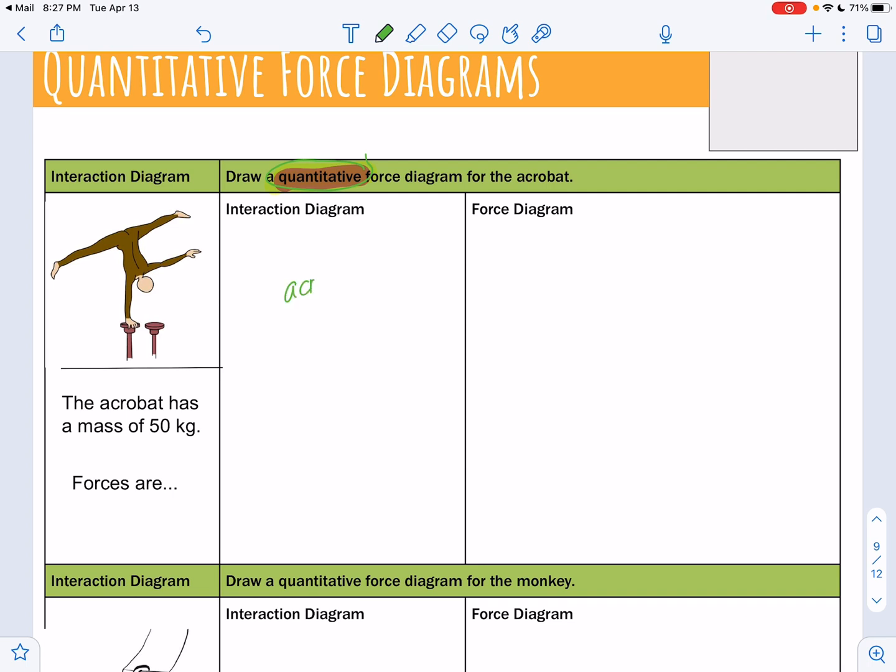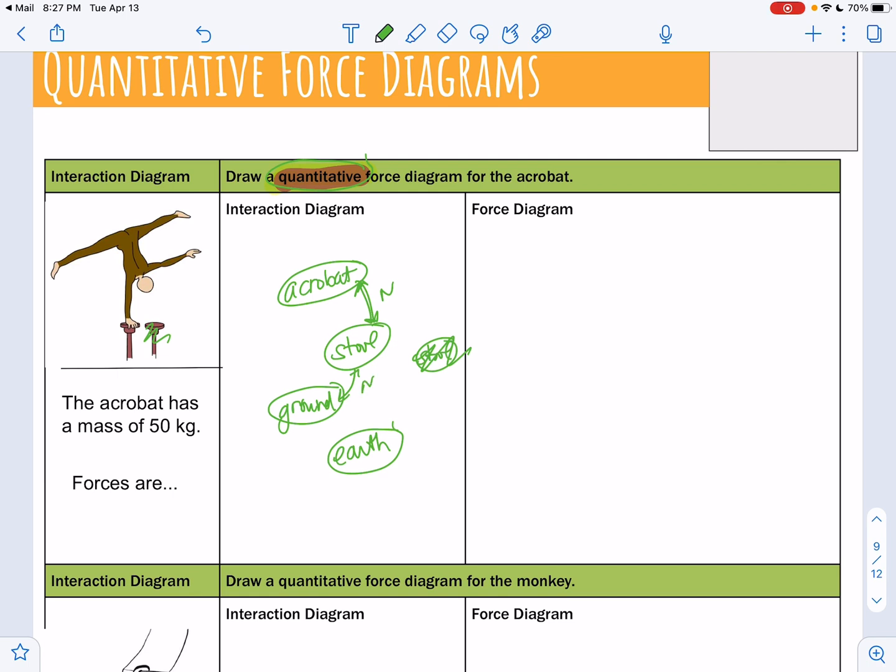So interaction diagram, I'm going to have the Acrobat, the stool, the ground, and the earth. I could put the other stool over here, but see, it's not even involved in anything, so I probably wouldn't even bother with it. The Acrobat and the stool, that's like resting on a surface, so that's going to be a normal. Stool and ground, that's also a surface, so that's going to be a normal. And then everybody's going to get a gravity. Gravity for the stool, and again, gravity for the ground if you so desire it.